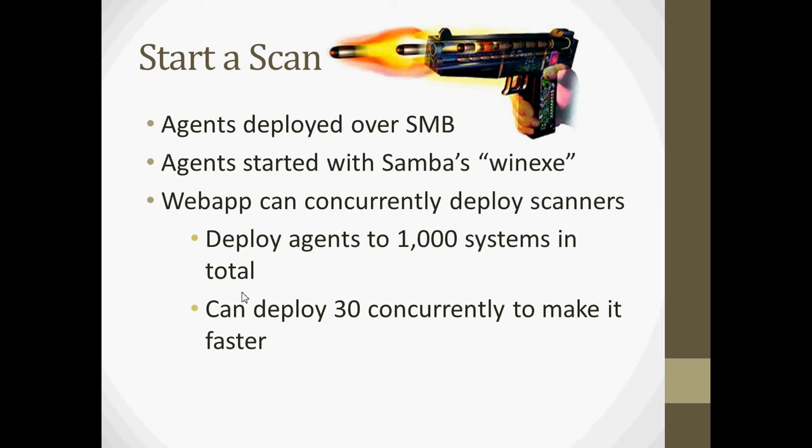Starting a scan, agents are deployed over SMB. SMB is the Server Message Block on Windows systems. Agents are started with Samba, winexe. The web app can concurrently deploy scanners. That means you can scan 1,000 systems at a time, but it's advisable to scan 30 systems so that it's faster and reduces network traffic.